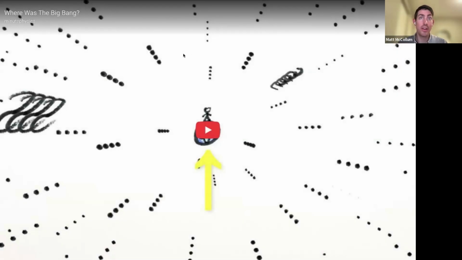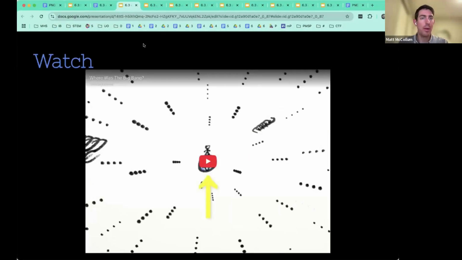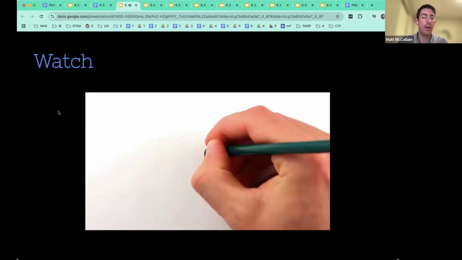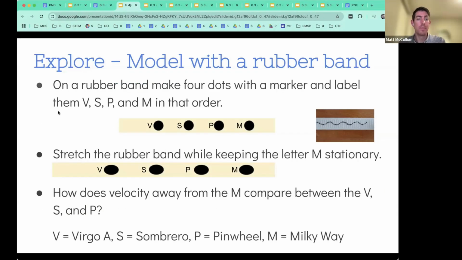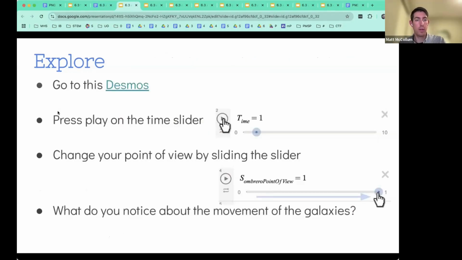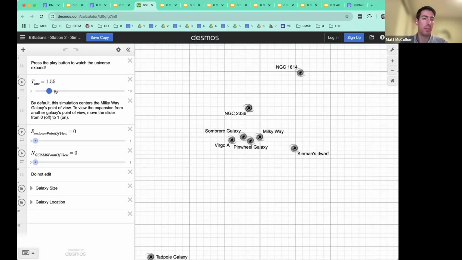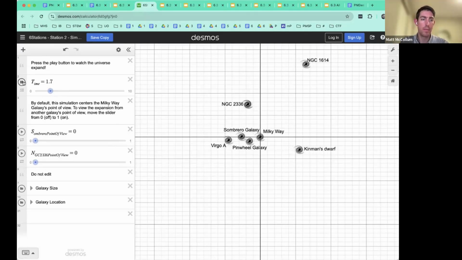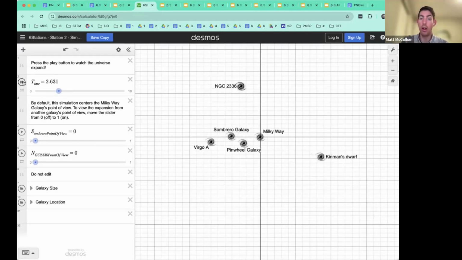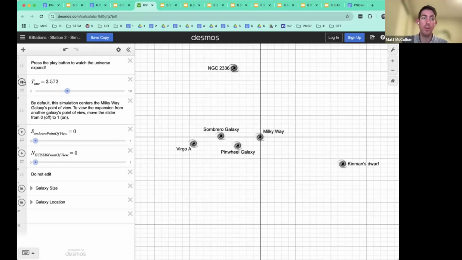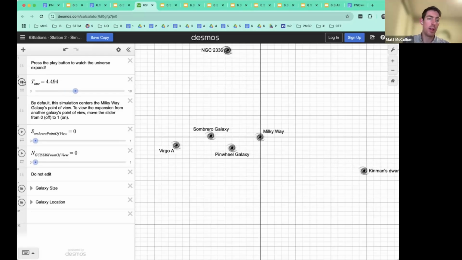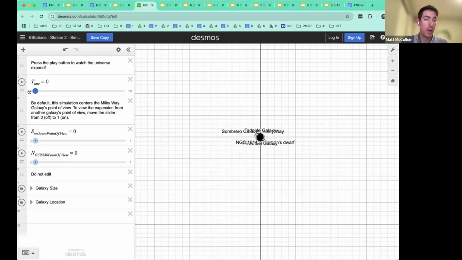And so this station is all about thinking about that idea. But can you stop yours or go to the next slide first. So we've got the video. We've got a Desmos for them to play around with. If you press the play button on the time, you can see all of these galaxies are moving away from us. And then you can reset the time and shift point of view.